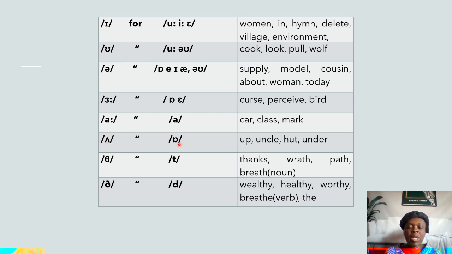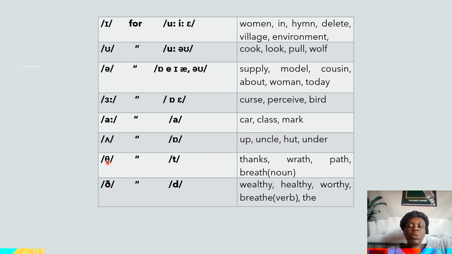Let's look at the next one. We often pronounce this sound as o. It's not o, it is like up. Please go up. Please, your attention is needed. Up, go up, lift up. And then we have uncle, not ankle. We have hut, not hot. And we have under, not onder. Make sure you don't exchange this for this. These are just a few examples. We have many of them.